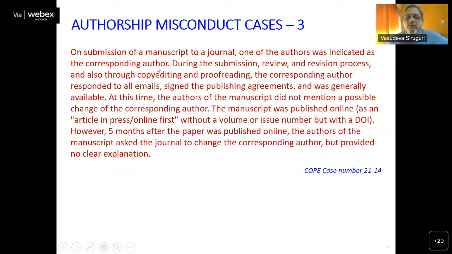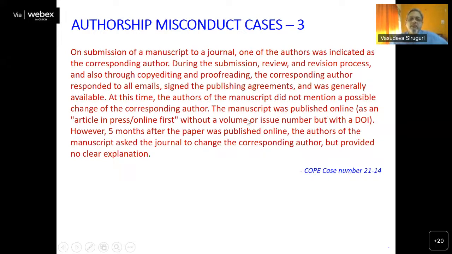as the corresponding author. And during the entire process, submission, review, revision, etc., copy editing, proofreading, the corresponding author responded to all the emails and signed the publishing agreements, and was available. Then at that time, the authors of the manuscript did not mention a possible change of corresponding author. The manuscript was published online first. Nowadays, manuscripts, once they are accepted, are published online first before they come up in print.